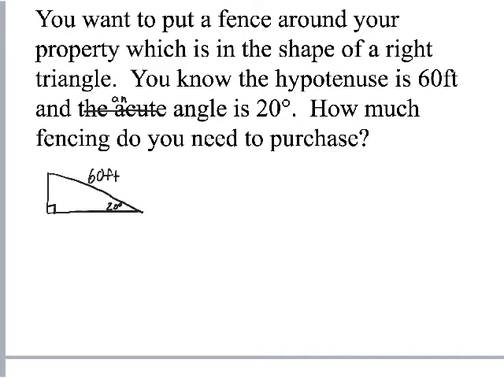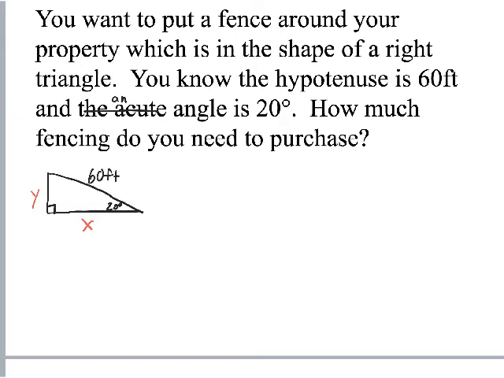Now for fencing, are we talking area or perimeter? Well, if this is my property, wouldn't it be perimeter? Aren't we trying to find all the sides and adding them up? So we need to actually find both these sides and then add them to 60. So let's take them one at a time. Let me call this x and this y. We have to find x and then we have to find y.